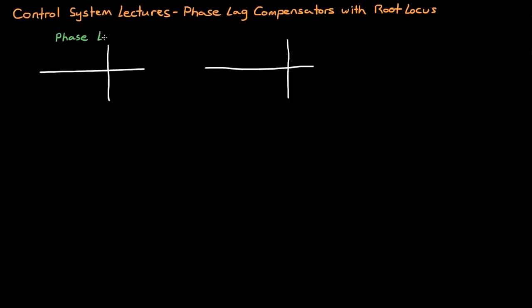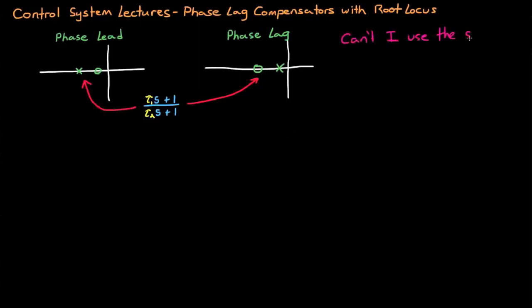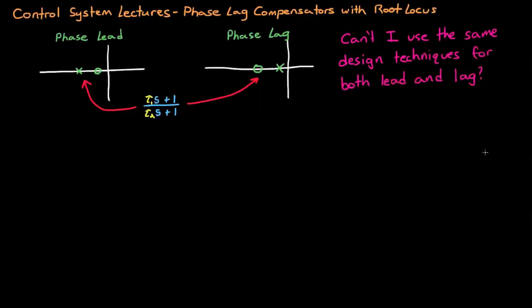Now, I've already let on that the only difference between a phase lead and phase lag compensator is whether the zero or the pole is closer to the origin. The zero for phase lead or the pole for phase lag. Or another way of saying it is whether the time constant tau is larger in the numerator or the denominator. So you might be thinking, well, if the transfer function is practically the same, basically just a constant has been changed, then can't I use the exact same techniques for designing both lead and lag compensators? And yes, you absolutely can.